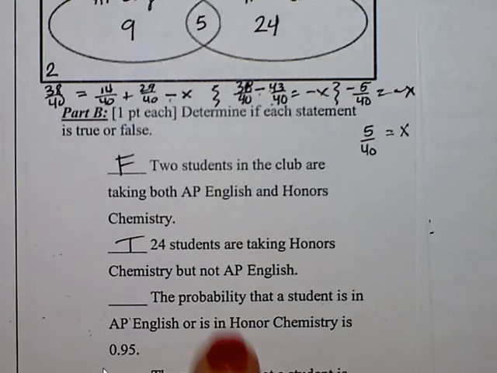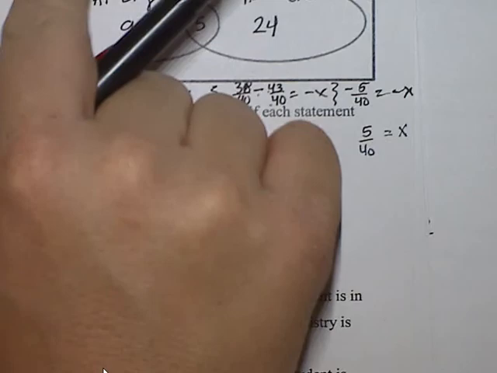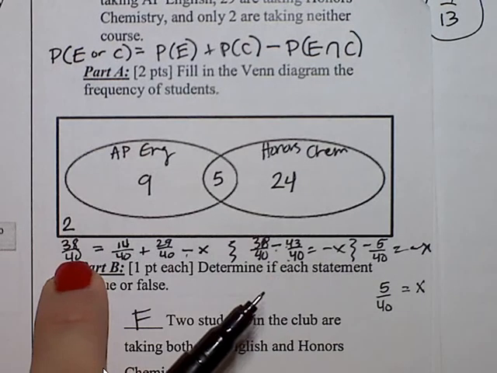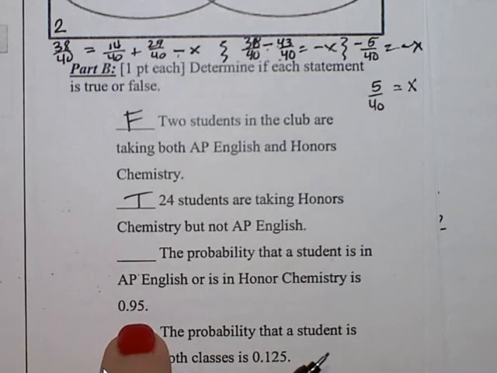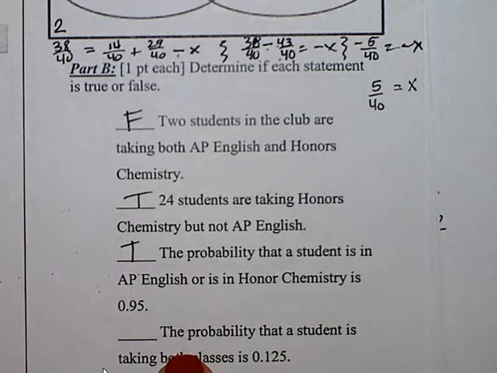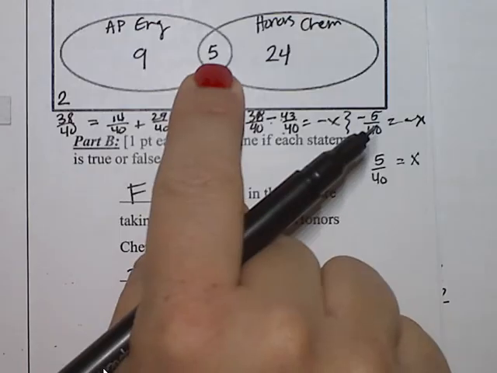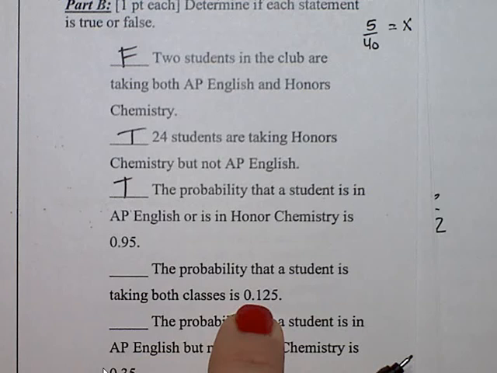The probability that a student is in AP English or honors chemistry. So our or statement was right here. Can you please divide 38 divided by 40 for me? That's our or statement. And can you please tell me, is that equivalent to 0.95? Yes. The probability that a student is taking both classes, so please take 5 divided by 40 for me and tell me if it's equivalent to this decimal. Yes.